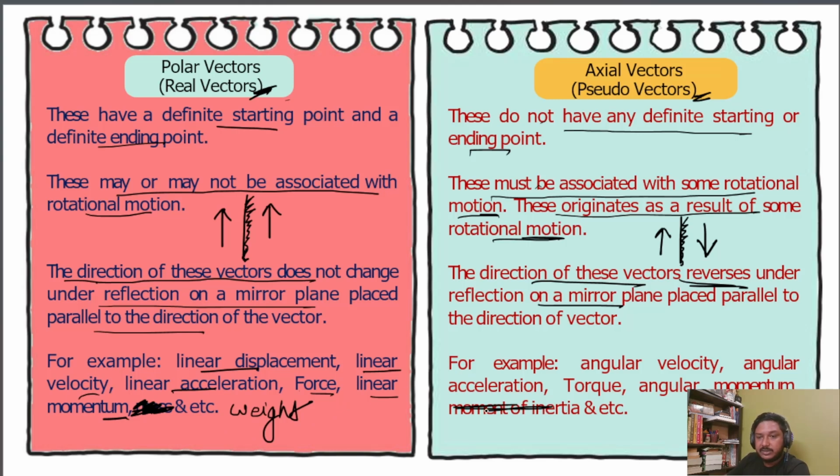Now in case of the axial vectors, what are the examples? Angular velocity, angular acceleration, torque, and angular momentum. These are all the examples of the pseudo vectors or axial vectors. Now I think there is still some doubt how this happens, why the direction doesn't reverse in case of polar vectors but it reverses in case of axial. Let's see this in detail. This requires a little more discussion.